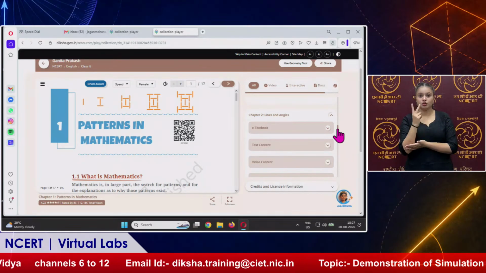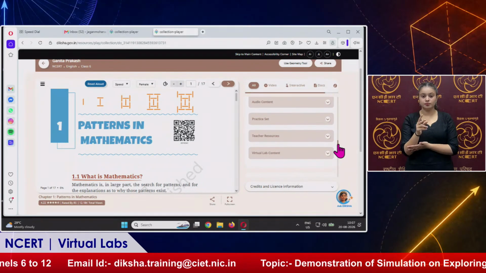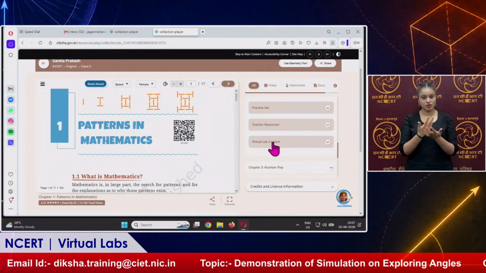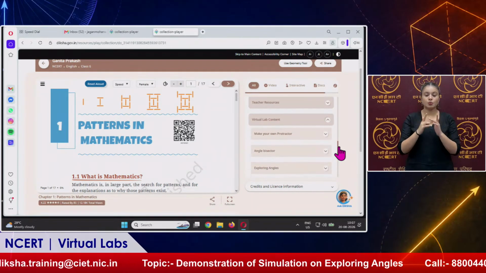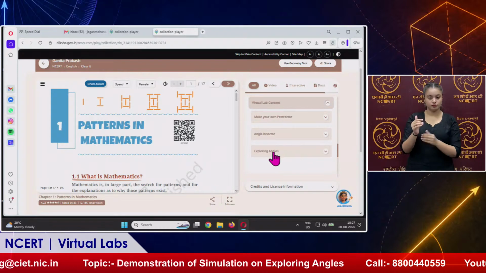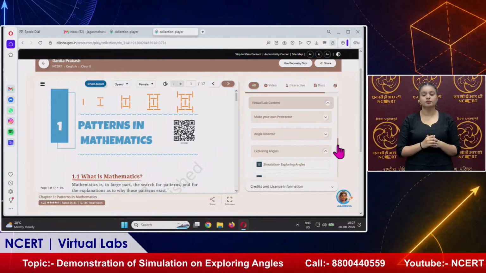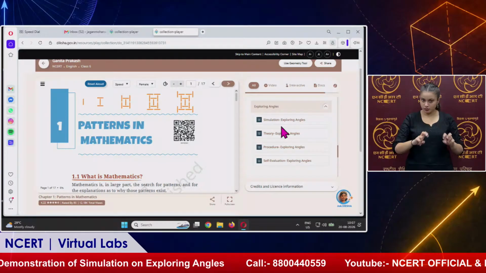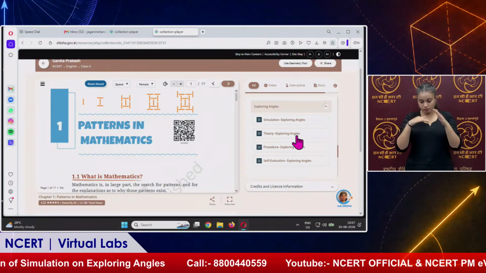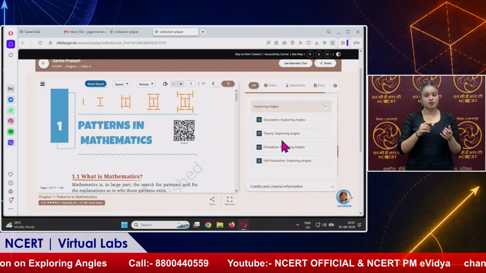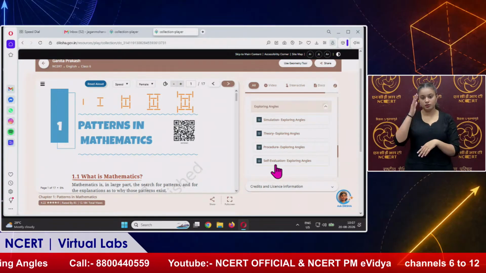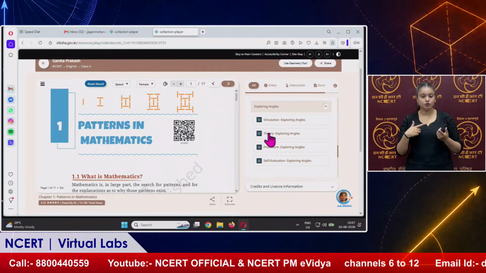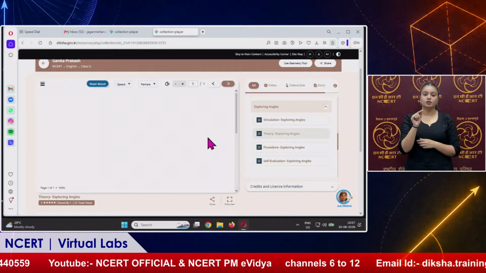So under chapter 2 different resources are there. I will go through the virtual labs, and here our topic is exploring angles. So under this exploring angles we could see different types of resources. One is simulation, theory, procedure, and self evaluation. Here I want to click on this theory part.